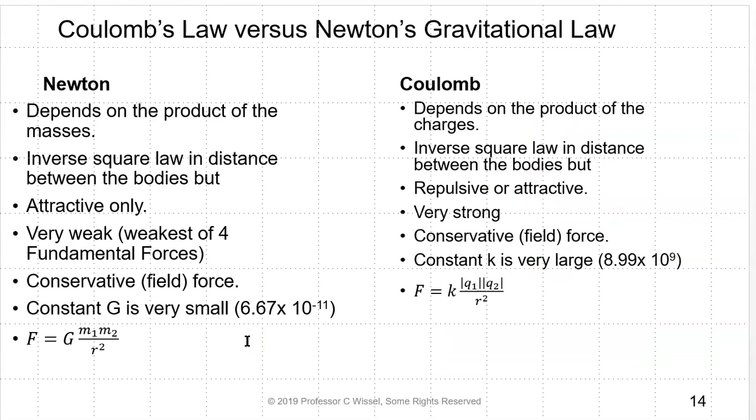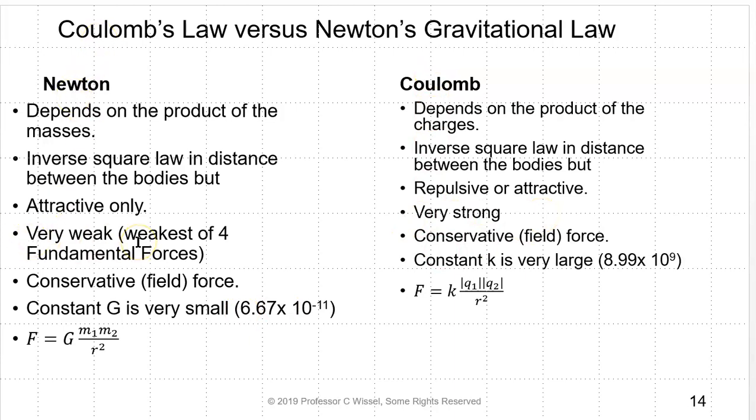They act a lot alike too. There's only one major difference between them. One of them is purely attractive and the other one is either attractive or repulsive. So Newton's law depends upon the product of masses. Coulomb's law depends upon the product of the charges. Newton has an inverse square law on distance between the bodies, but Coulomb is also an inverse square law on distance between the bodies. But Newton's law is only attractive. Coulomb is either attractive or repulsive.